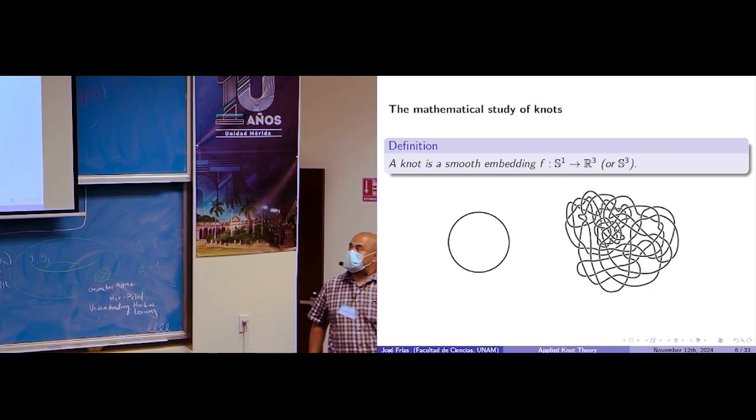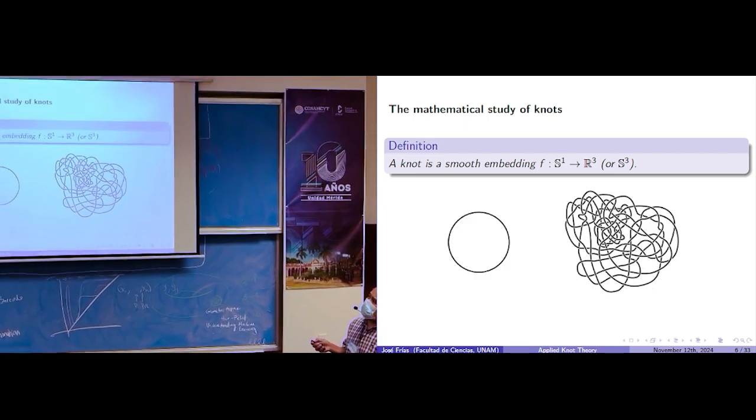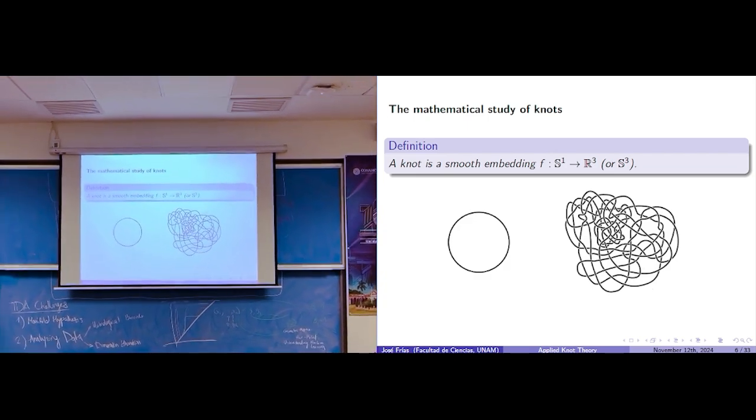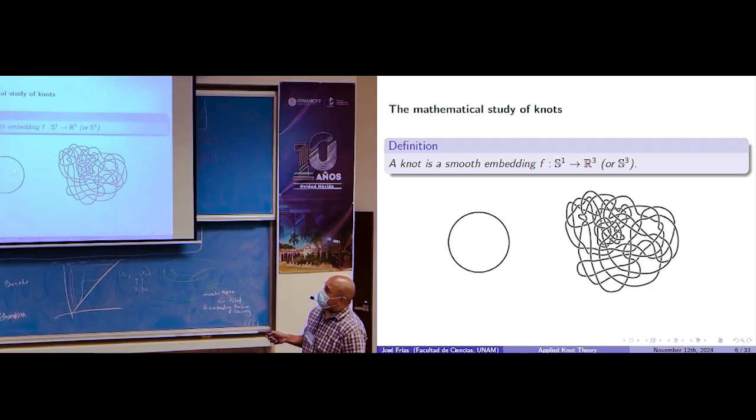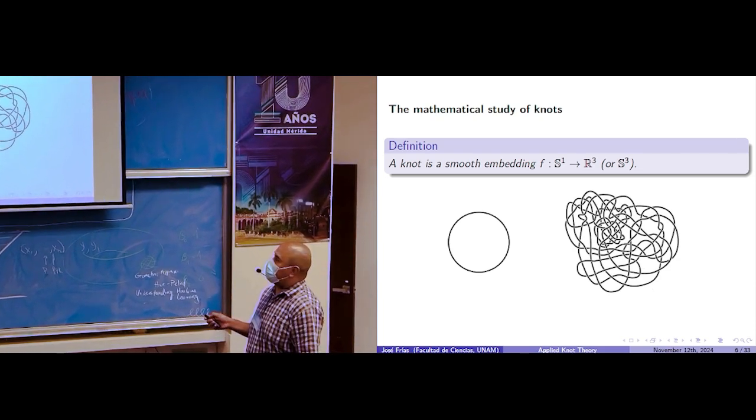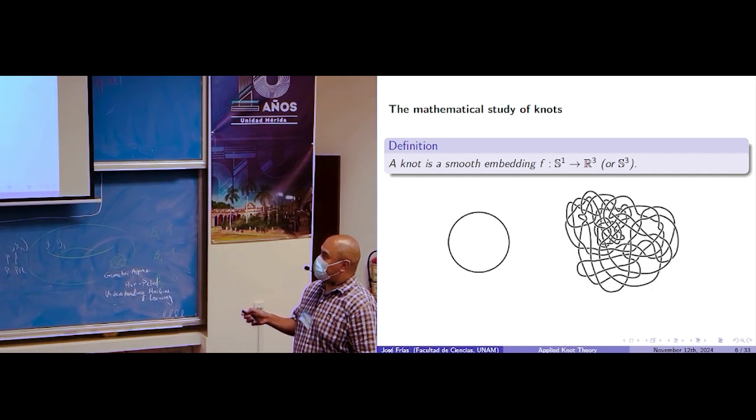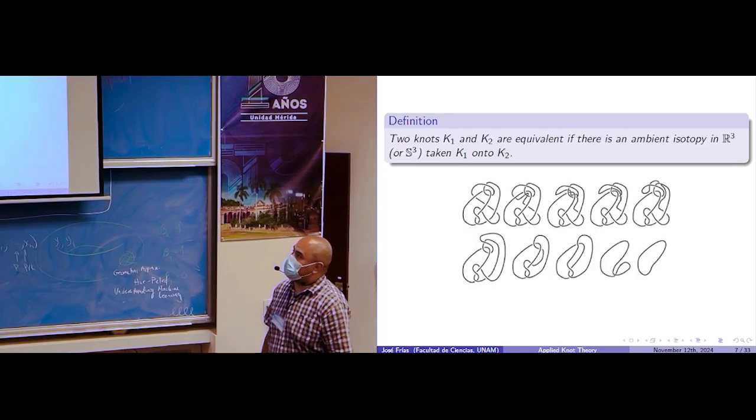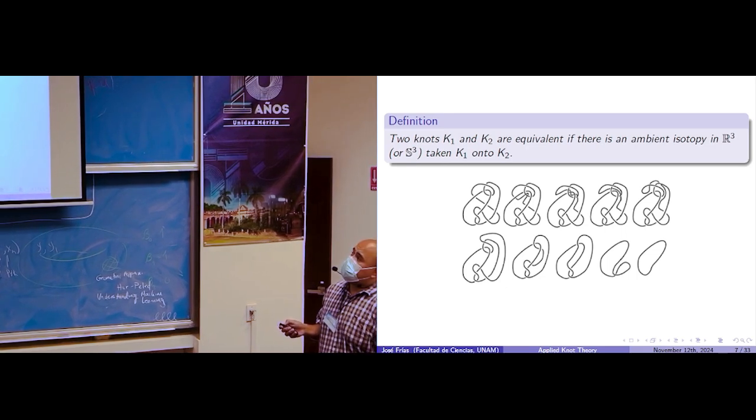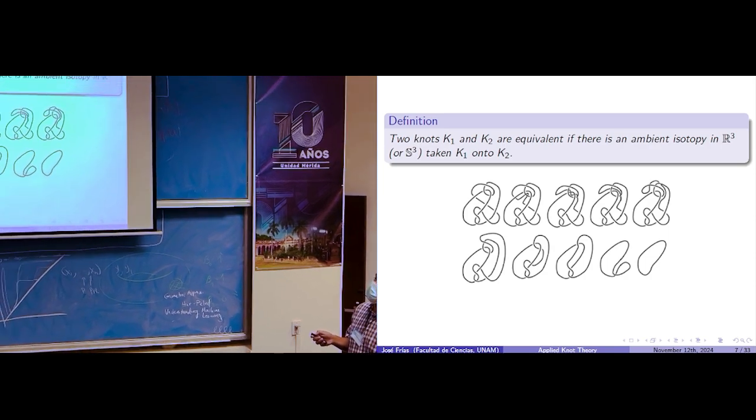Let's say a few words about mathematical knots. A knot is a smooth embedding of S1 in R3 or S3. It could be as simple as this one, which is called the trivial knot, or it could be very complicated, right? So the main question here is to say when two of these objects are equivalent. In fact, maybe you can see that this is actually equivalent to this one. But let's see what I mean by equivalent. Two knots K1 and K2 are equivalent if there exists an ambient isotopy taking one onto the other.